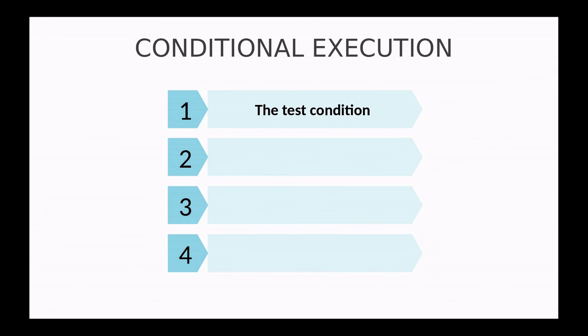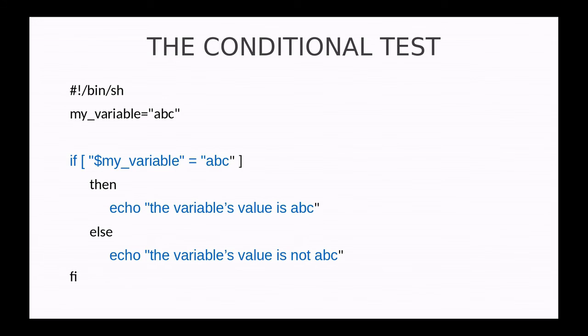In conditional execution, the test condition is used to test whether a statement is true or false. This is an example of a shell script where we are using the shell sh interpreter. Whenever you have a shell script, the first two characters are hash and exclamation mark, and then the name of the program. This tells the operating system that this is a shell script, and this is the program which will interpret the rest of the file.